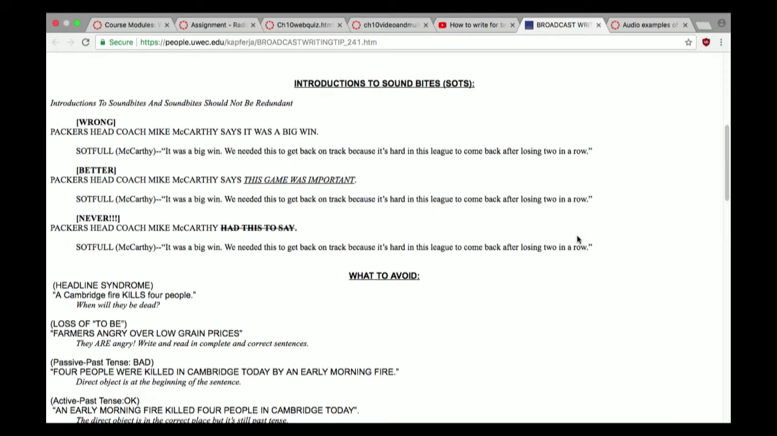And of course here, as they say, never say this: Mike McCarthy had this to say. That is a very, very inefficient setup. The trick is very often to paraphrase a little bit. If you know that the quote you've picked is, it was a big win, we needed this to get back on track, then as you come out, don't duplicate it. Paraphrase it to set up the importance of the actuality as it comes in. Then people feel like everything they're listening to is giving them something a little bit new and fresh.